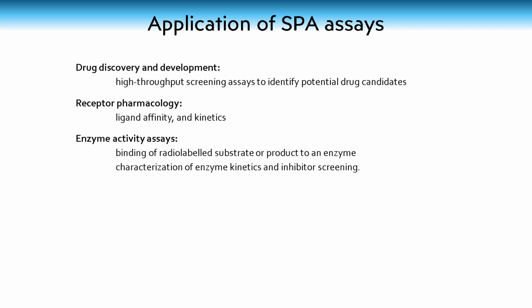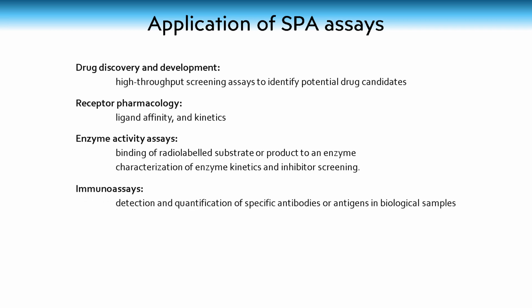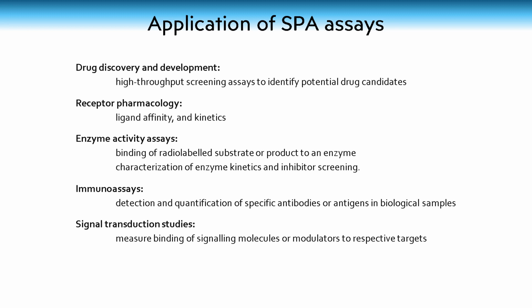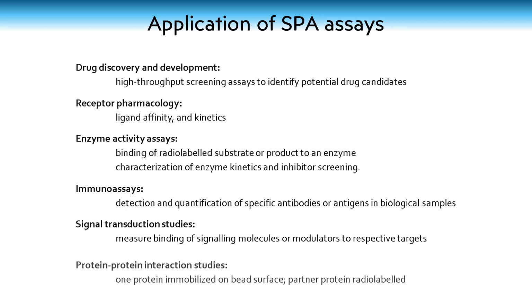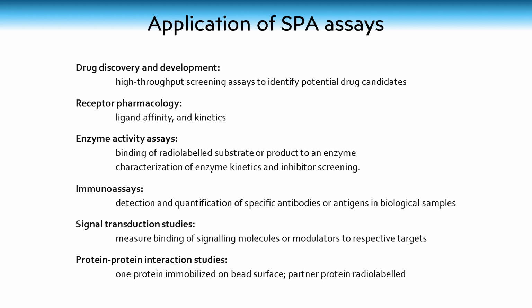Enzymes can be studied in a similar way to investigate interactions with substrates, products, and potential inhibitors. Scintillation proximity assays can also be applied to immunoassay to detect and quantify specific antibodies and antigens. They are also used to study signal transduction by measuring how signalling molecules or modulators interact with their targets. The assay can also be adapted to investigate protein-protein interactions, with one protein immobilized on the bead and the other labelled with a radioisotope.